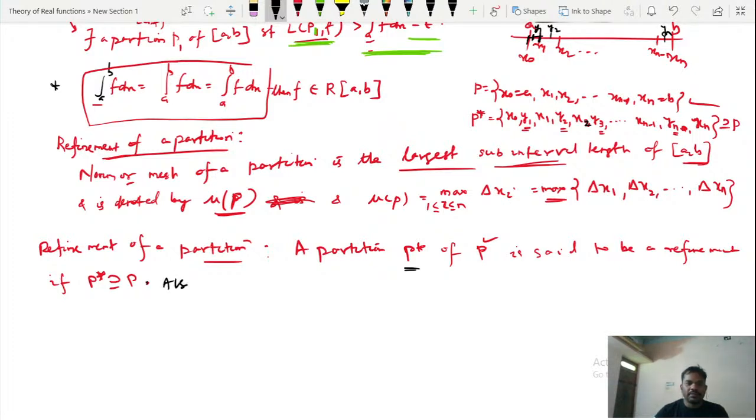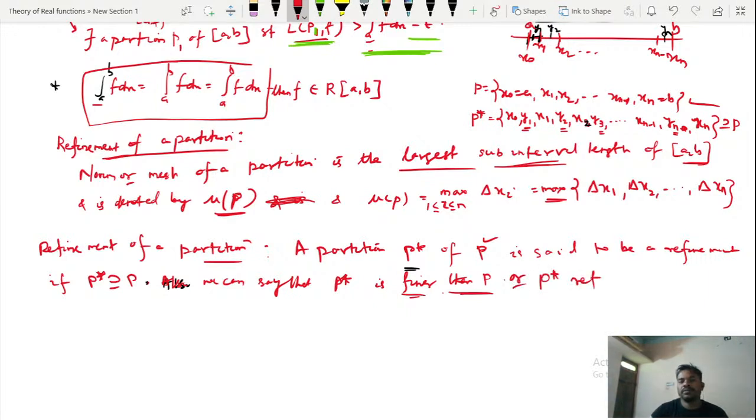Also we can say that P star is finer than P, because in P the points are at a much larger distance. So if I add some more points in between them, it makes P much finer. That means P star is finer than P, or we can say P star refines P, or P star refines partition P.